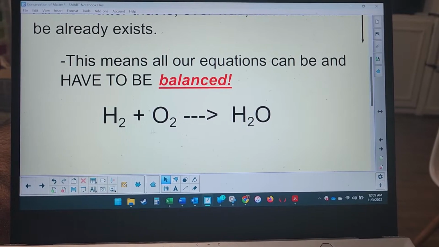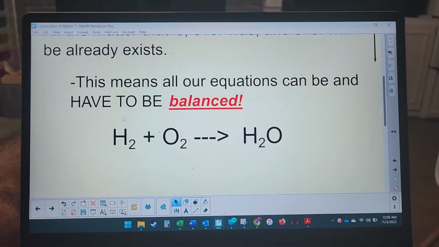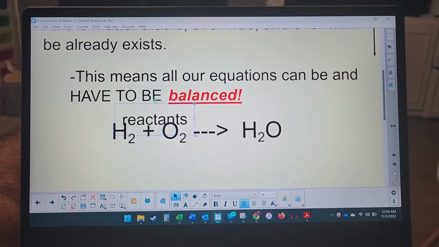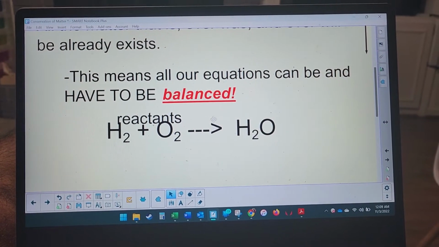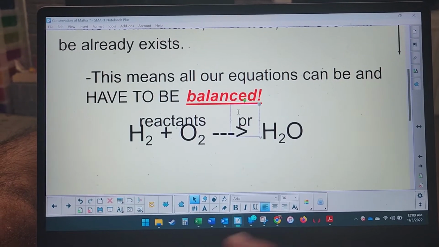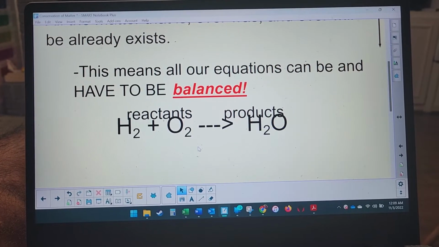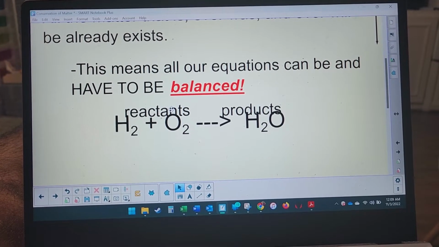Now, these things at the start we call the reactants. Remember that word, reactants. Okay? Those are the reactants on the left. Over here on the right side, we have the products. All right, so reactants and products, and this little arrow is called the yield sign.